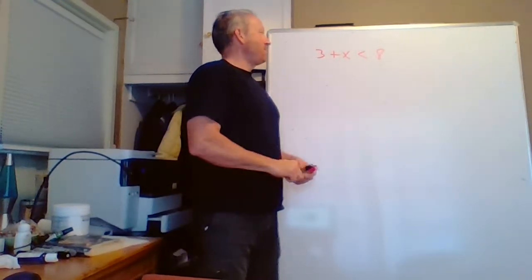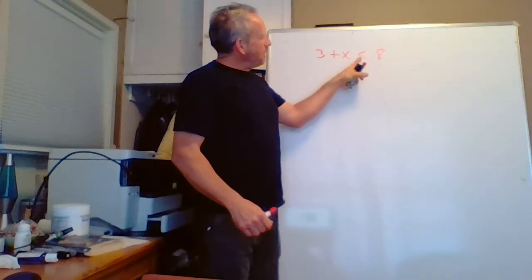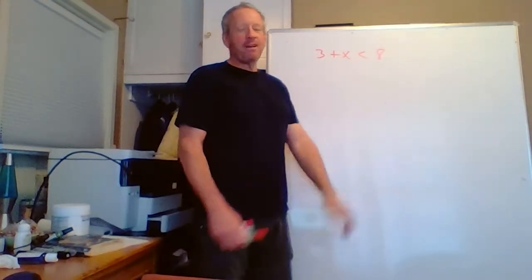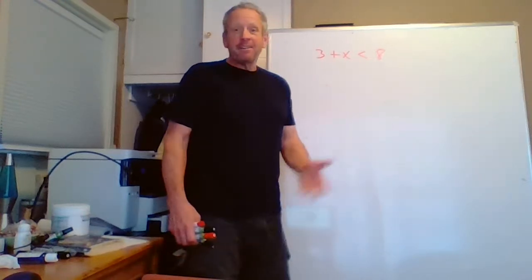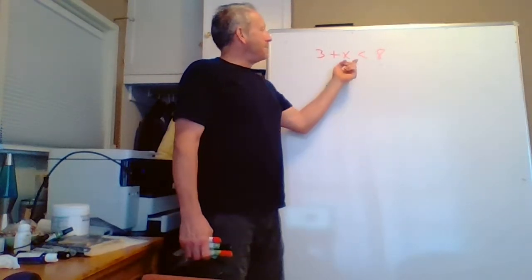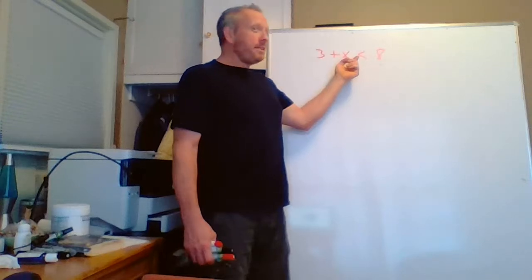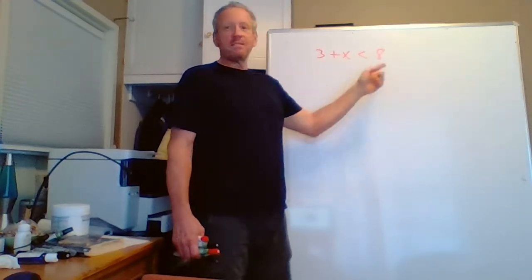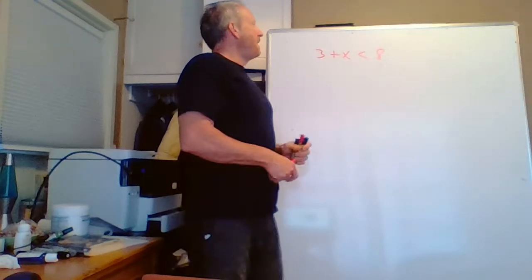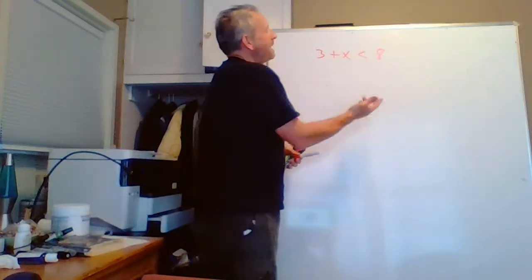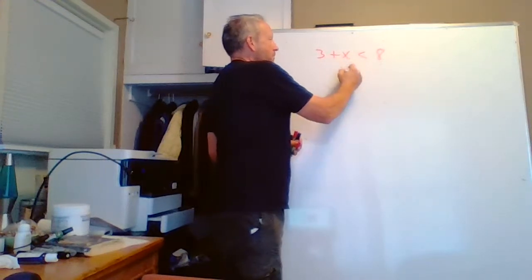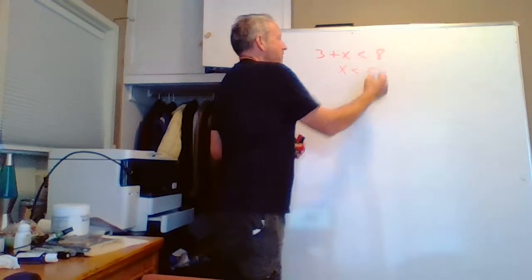This always comes up, so let me address it. How do you remember which way this symbol goes? I have no idea how you remember. How do you remember your name? But at any rate, the little pointy side here points to the side which is less than. So 3 plus x is less than 8, and I'm going to solve this exactly as if that was an equal sign. So I'll subtract 3 from both sides, and I'll get x is less than 5.